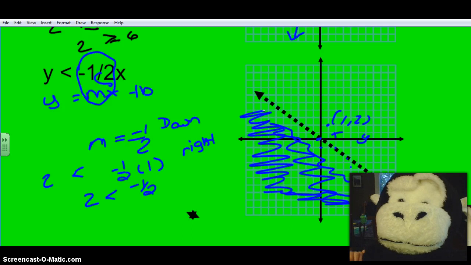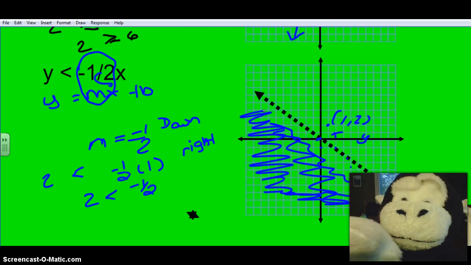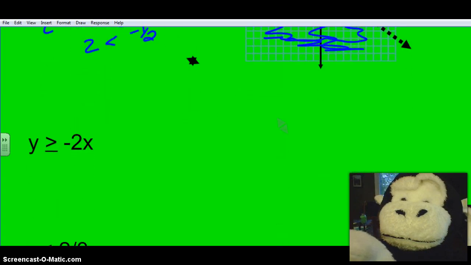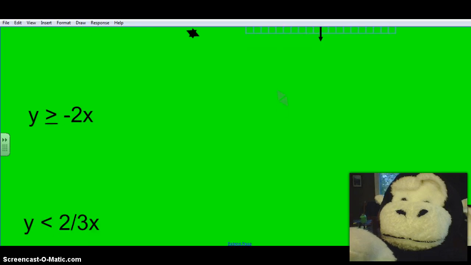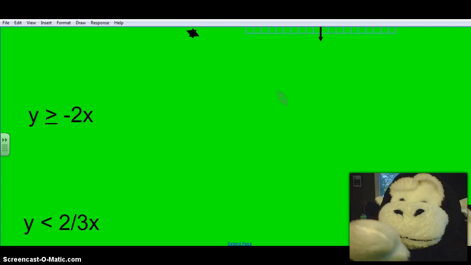Okay? So I want you to try 2 of those on your own to see how well you do. So if we go down a little bit, I've got 2 graphs. I want you to write these and graph these and shade these and come in tomorrow. We'll talk about them. So I hope you have a good night.